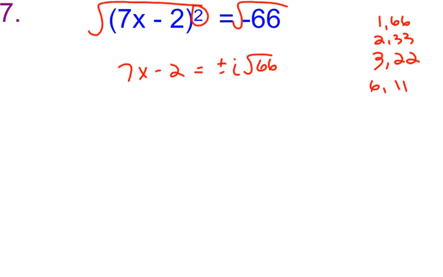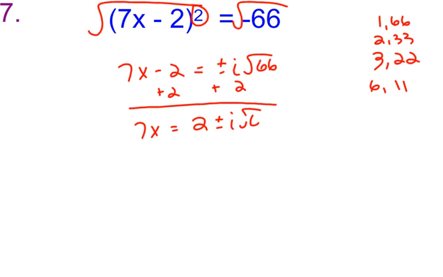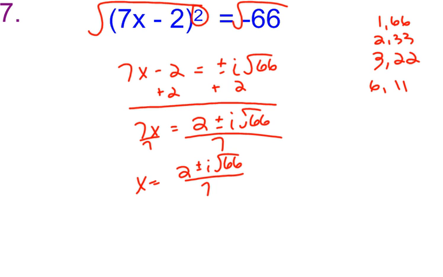So now from here, I'm going to be using numbers and getting x by itself with this i root 66. So I'd add 2. These aren't like terms, so I can't actually add them. So I'd write the number first, 2 plus or minus i root 66. And then I'd divide by 7. So x equals 2 plus or minus i root 66 over 7. Another way to write this would be x equals 2/7 plus or minus i root 66 over 7. So it's one or the other. They are both correct. I don't prefer one over the other, and you should be able to recognize them both ways, hopefully.